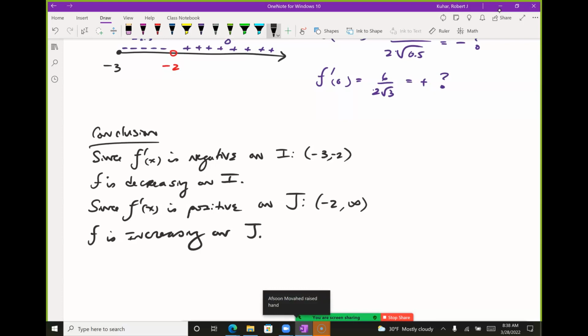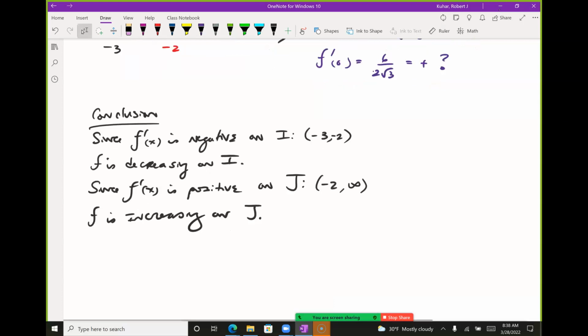Yes, Upson. I thought the I stood for interval, so why are we changing the variable? I use I for an interval, but then because I have a different interval, I don't want to name it the same. I can name it I sub 2 or whatever. I call it Johnny. I don't care.